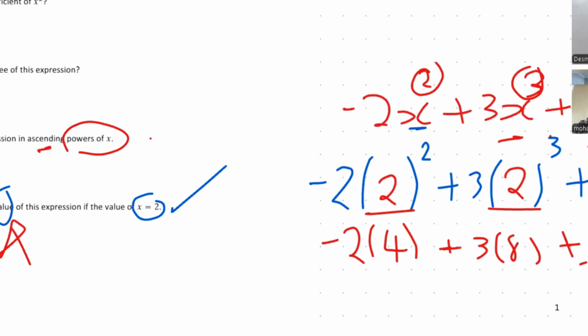Now, what is negative 2 times 4? It's -8. Negative 8. Thank you. Then what is 3 times 8? Don't worry about that. We are not testing your calculation skill now. I want you to understand the nature of the problem, okay?